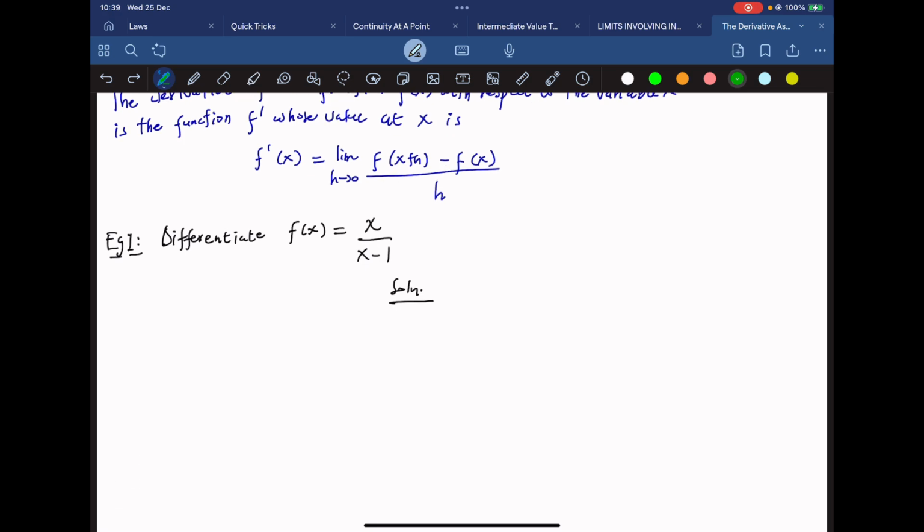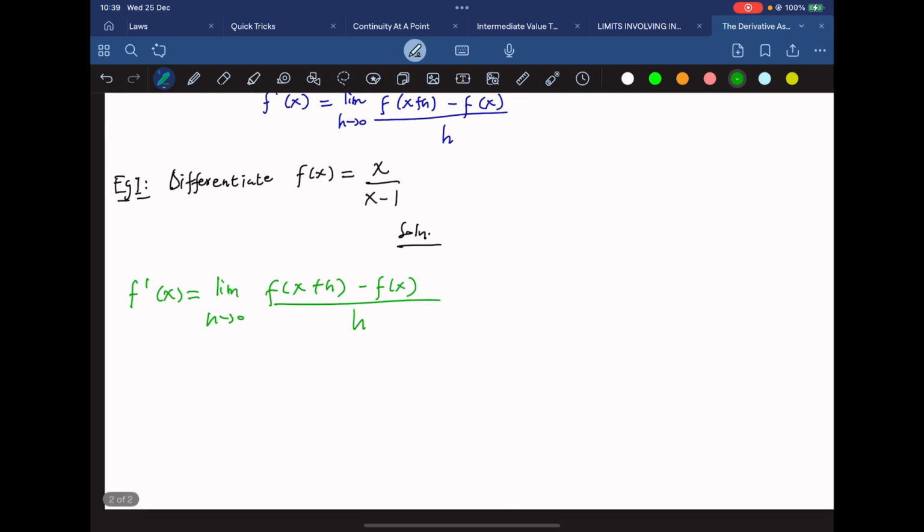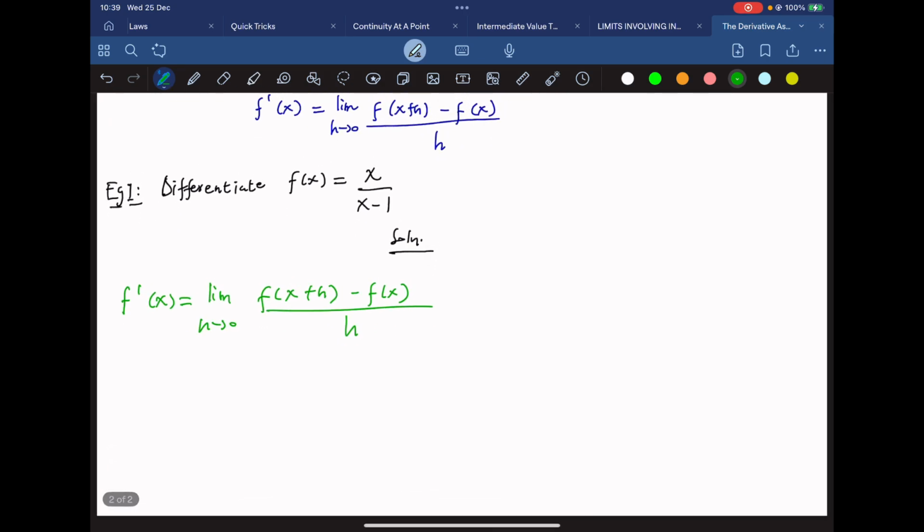Let's consider this example. We have to differentiate f of x, which is equal to x over x minus 1, using the limit definition. So now we know that our f prime of x should be the limit as h approaches 0 of f of x plus h minus f of x, all over h. In this case, we have to find our f of x plus h, and also we know our f of x.